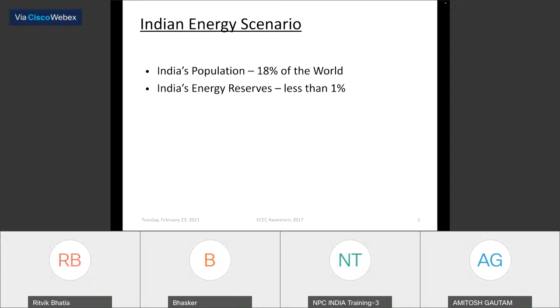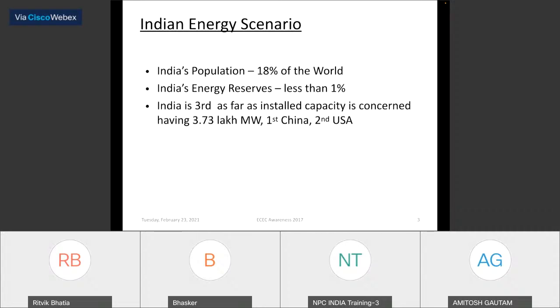India has a total reserve of only 1%, and we will have to feed on this fossil fuel: coal, oil, gas, and lignite. These four are the fossil fuels, and that is only 1% in our country. So, because we have 18% of the world population and less than 1% of the energy reserve, India ranks third as far as installed capacity is concerned, with 3.73 lakh megawatt.